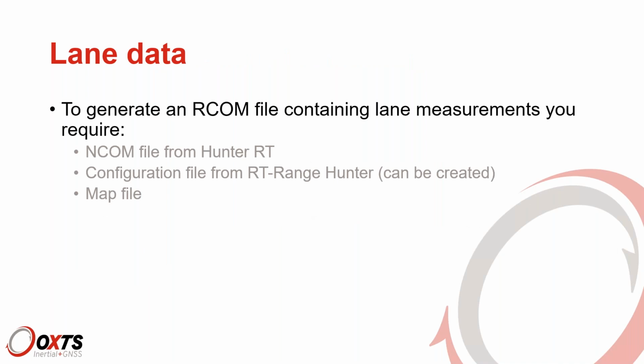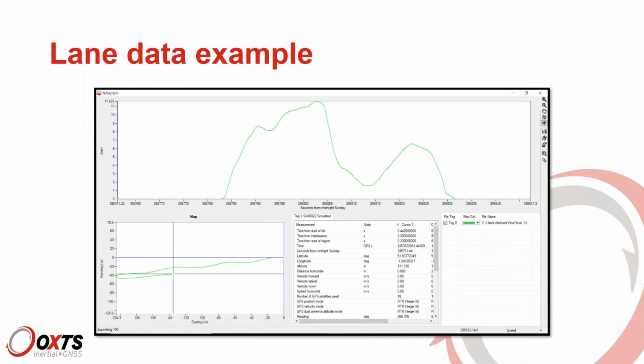So if you were looking to post-process data from a test and you're specifically interested in vehicle to lane measurements, you would need to generate an RCOM file from an NCOM file. The NCOM file would need to be from the Hunter RT. You would need a configuration file from the RT-Range device, and you would also need a map file of that lane. And I'm going to just go through an example of this.